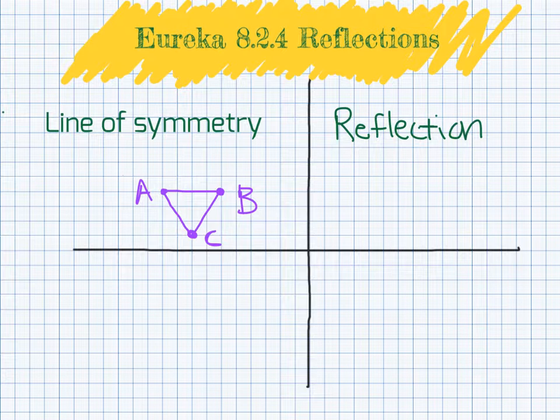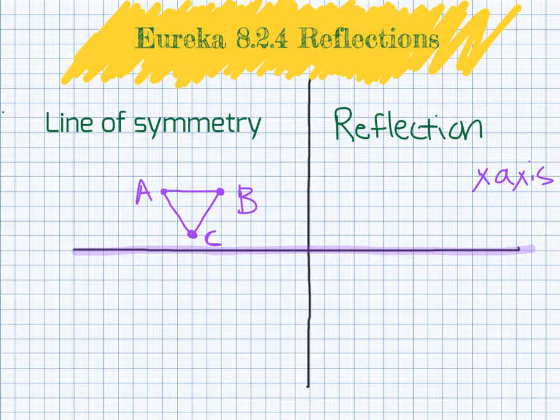So you can see I've drawn a simple acute triangle, and I'm going to reflect it across the x-axis. Now we know that the x-axis is this horizontal axis right here. That's my line of reflection. So right now I'm going to take every point and I'm going to flip it over the line of reflection.